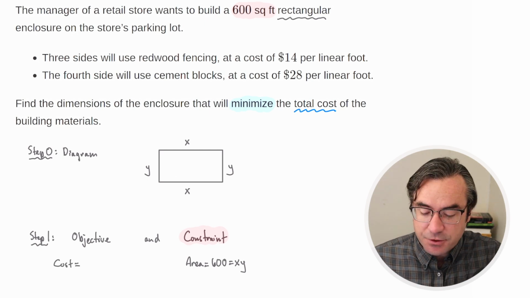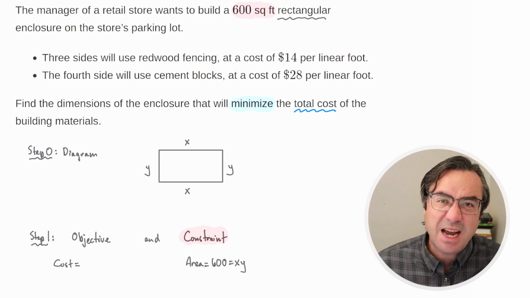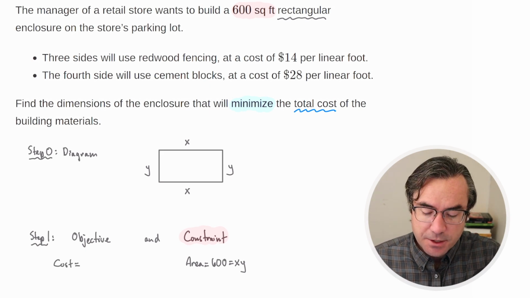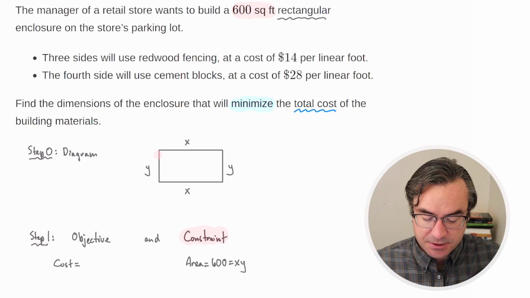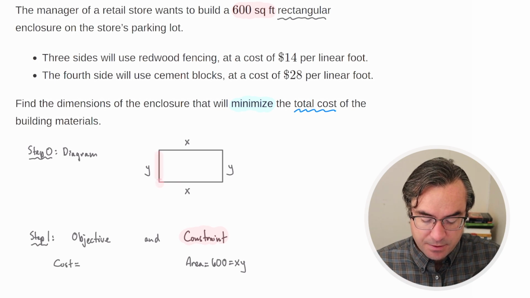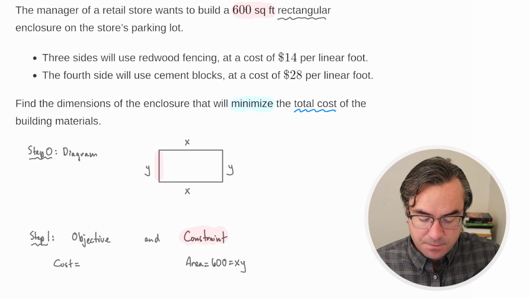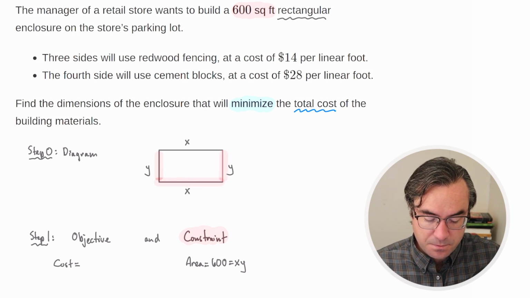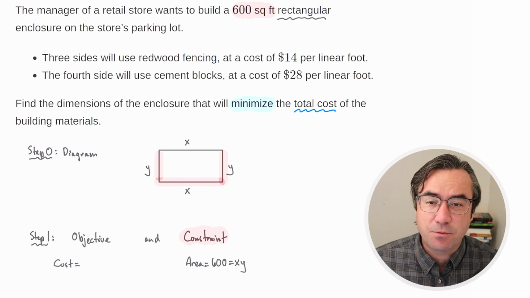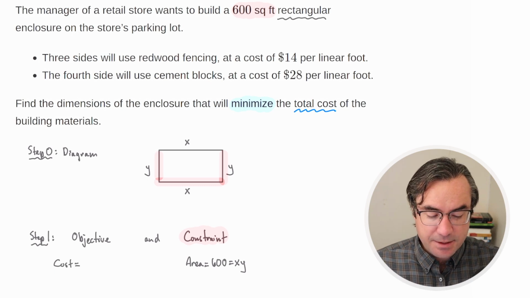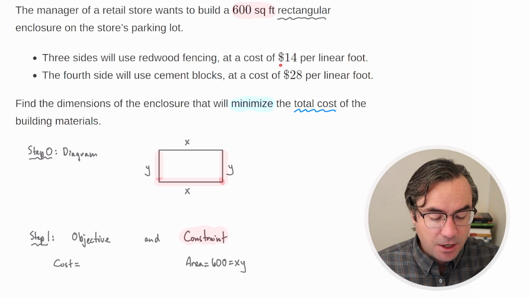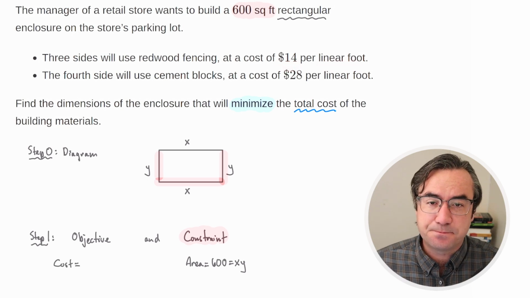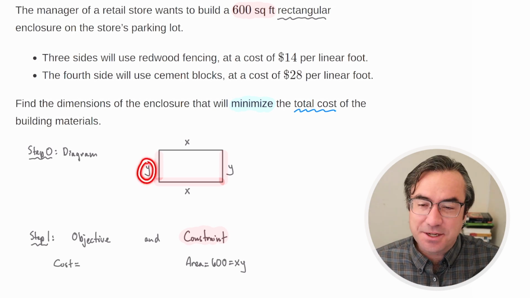So we have to use this other info now to help us figure out the cost. So it says 3 sides are going to use redwood fencing. So let's pick 3 of the sides. Doesn't matter which. So let's say those 3 sides get the redwood fencing. And to figure out the cost of building each of those sides, it costs $14 per linear foot.